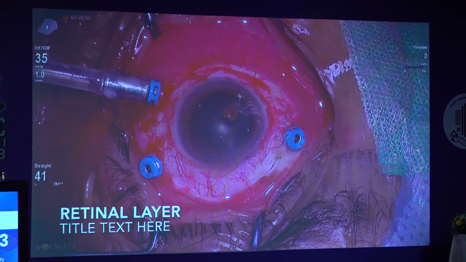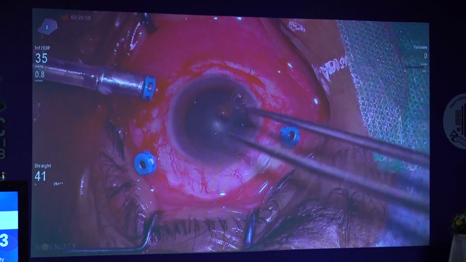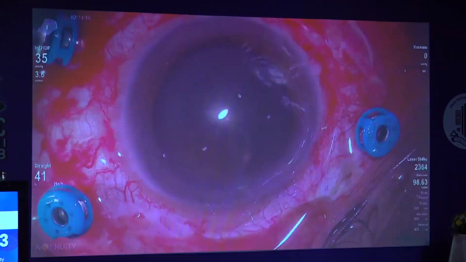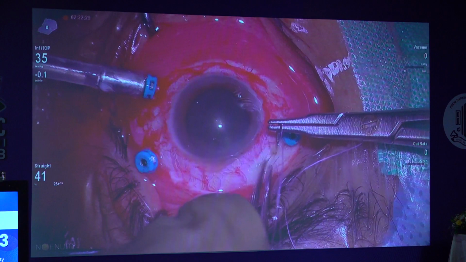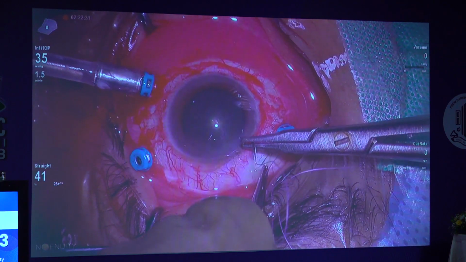So this is how you take a retinochoroidal biopsy, and then after doing a fluid gas exchange, because this was a superior lesion, you can put gas. What instrument did you use? This was the vertical scissor, sir.